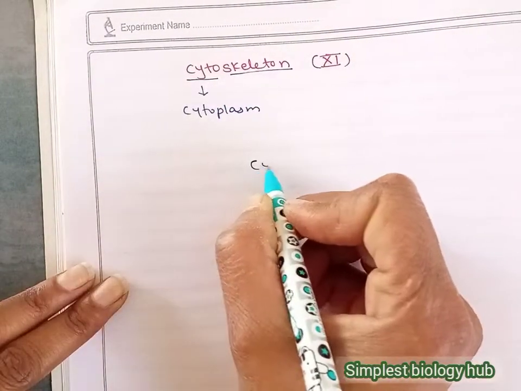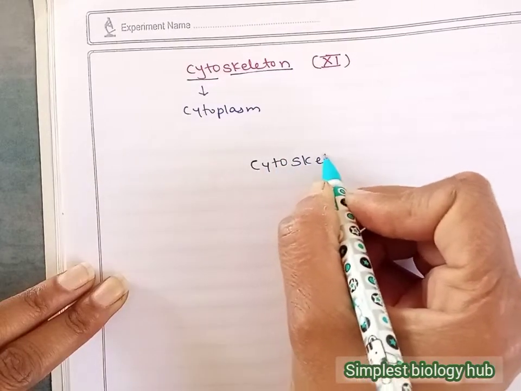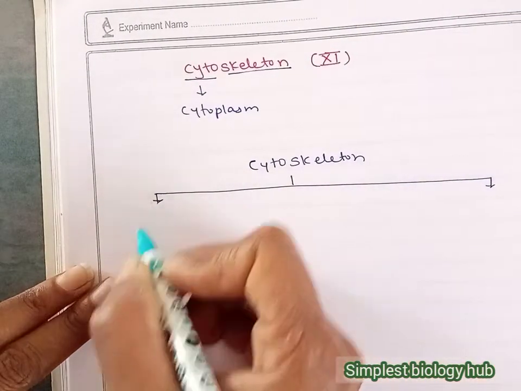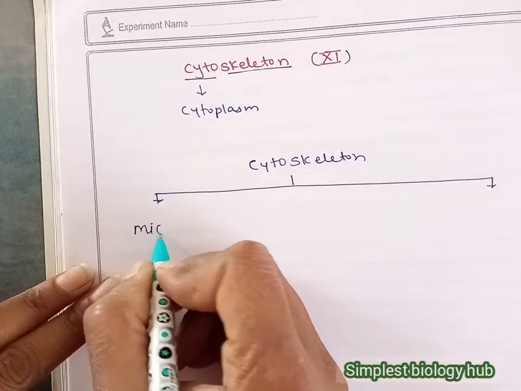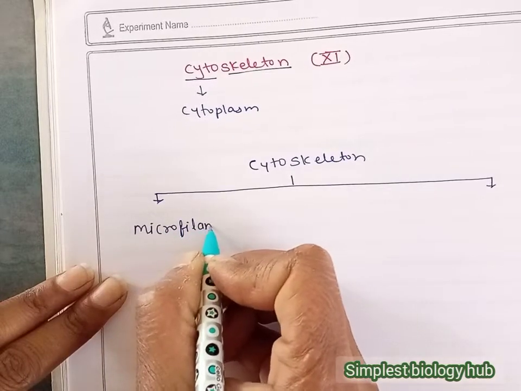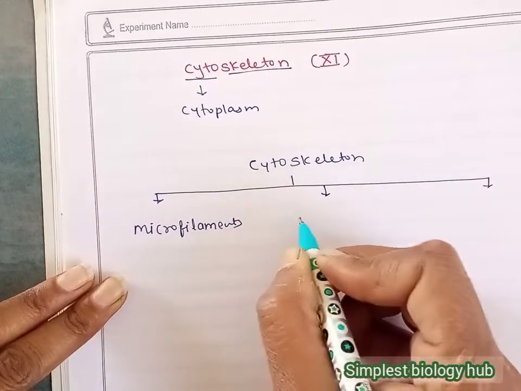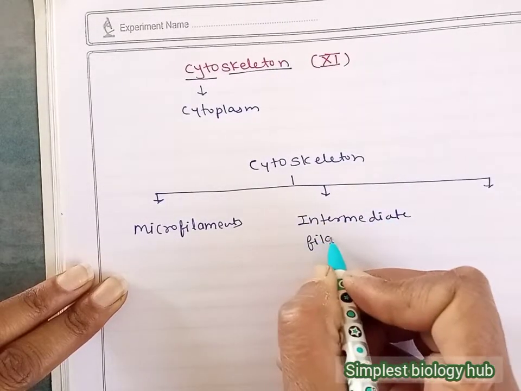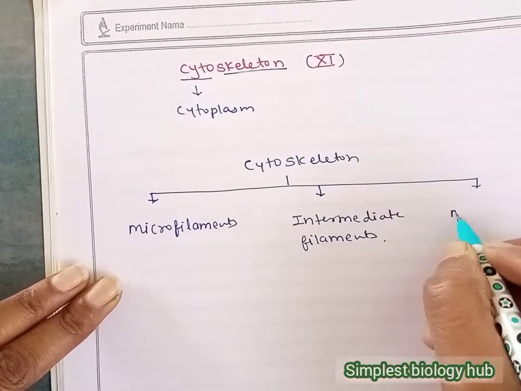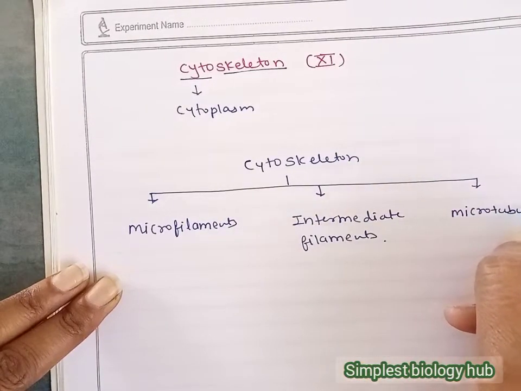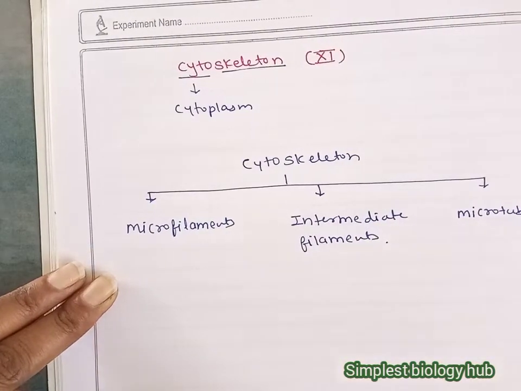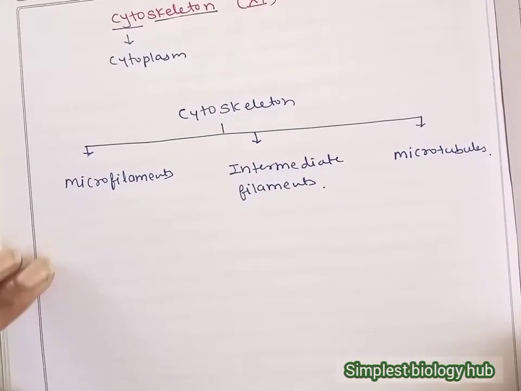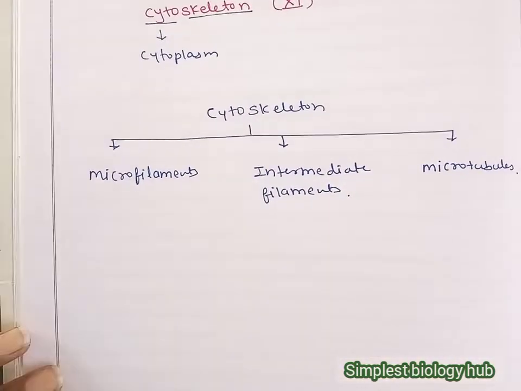Cytoskeleton is mainly divided into three types, or actually these are the parts of the cytoskeleton. It shows the three parts. The first one we call microfilaments, intermediate filaments, and microtubules. These are the three main parts of the cytoskeleton, and they prepare the skeletal structure of the cytoplasm. Firstly we talk about the microfilament.